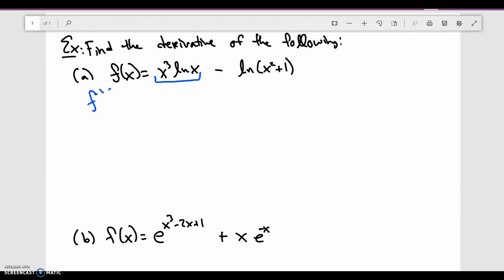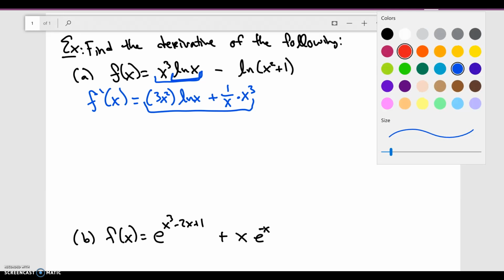So f prime of x is going to be, first I'm going to take x cubed, take the derivative of x cubed, that's going to be 3x squared. And then I'm going to leave ln of x by itself. Okay, then I'm going to add to that, now I'm going to take the derivative of ln of x, which I know is 1 over x, and then I'm going to multiply it by x cubed. So this entire thing corresponds with the first term.